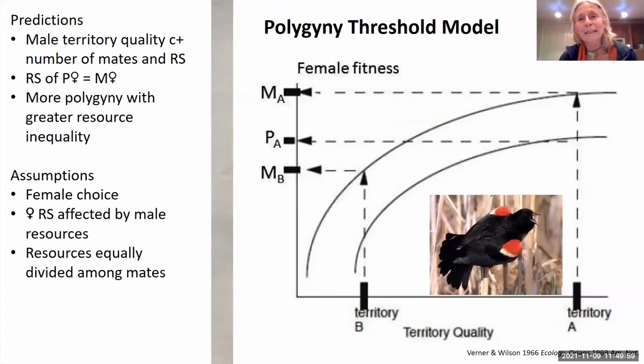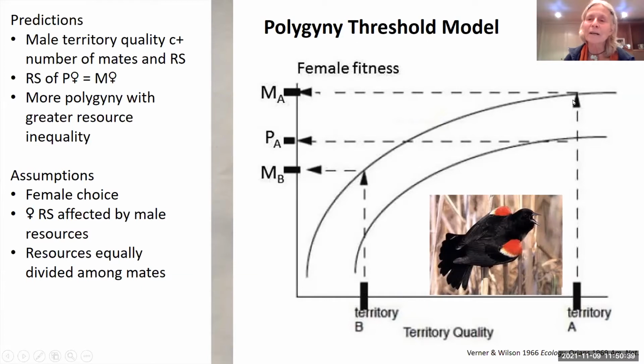The model is the polygyny threshold model, and it was designed by behavioral ecologists to study the distribution of polygyny in passerines. Think of it as two males with different territory quality. On the y-axis, we have female fitness. On the x-axis, we have male territory quality. And then we have these two curves, which show the effect of male territory quality on female fitness. You can think of a male with high territory quality and another with low territory quality.